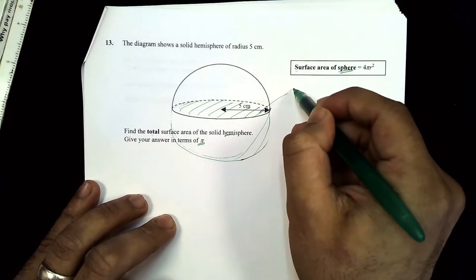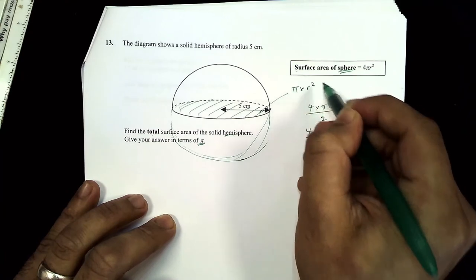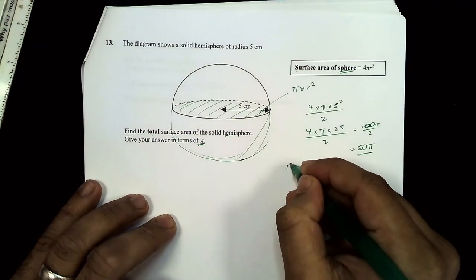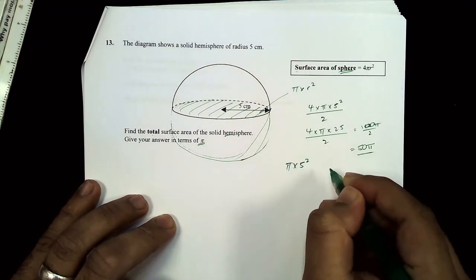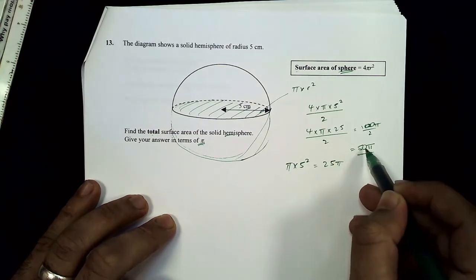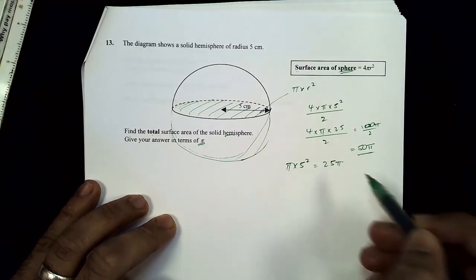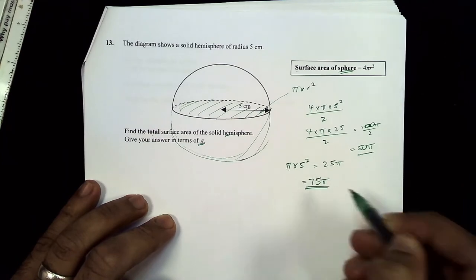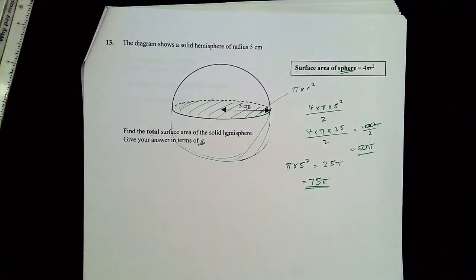Now you should all know the area of a circle is pi times r squared. So pi times 5 squared, which is 25 pi. So I've got 50 pi, that's the curved part, 25 pi altogether, 75 pi. Nothing too complicated there. That's question 13.